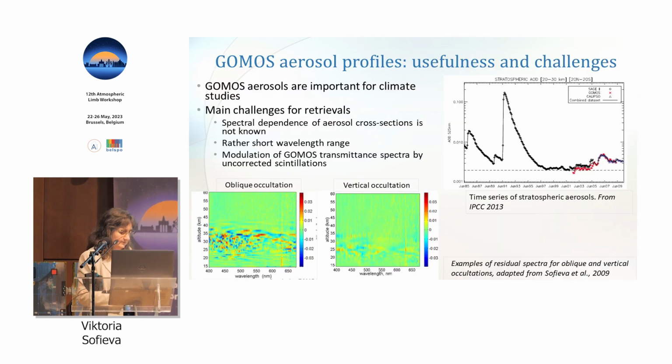The GOMOS aerosol profiles were, together with ozone, one of the main data products. They contain important information about aerosols in the stratosphere, and were used in climate-related studies already a long time ago. That is a picture from the IPCC report.